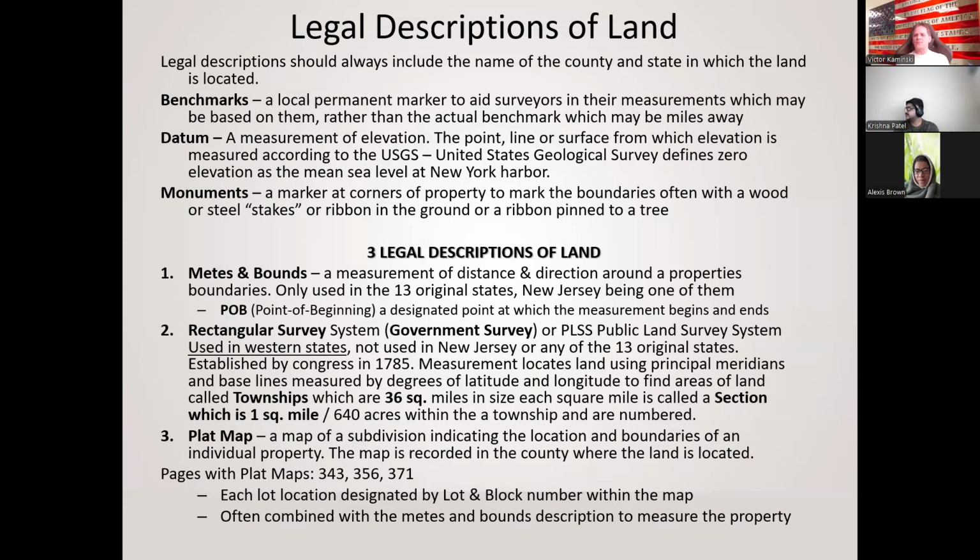I'm not sure which way they're going to reference it on exam, so just try to remember both, rectangular or government survey, okay? Which legal description of land has areas of land called townships and sections, which are located by degrees of latitude and longitude? Government or rectangular survey. You guys see, I'm just coming up with a bunch of different ways that they could ask these questions on exam. So you can see there's a lot of different ways that they could ask them.